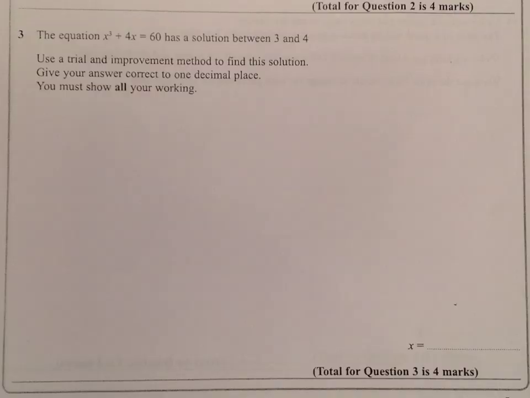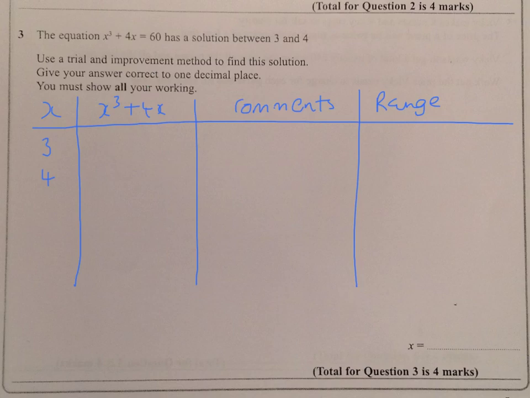These trial and improvement questions are very easy to lose marks on, so you really do need to follow the method quite closely. I'll explain later where most people lose 1 or 2 marks. We're going to start off by writing a table for our results. The first column, x, is the values that we're going to try and improve. The second column, x cubed plus 4x, is the expression that we're trying to evaluate, hopefully getting a value of x which gets us close to 60. We've then got a column for comments about the results, and finally you don't have to use the range column, but I find this quite useful and you'll see this in action in a moment.